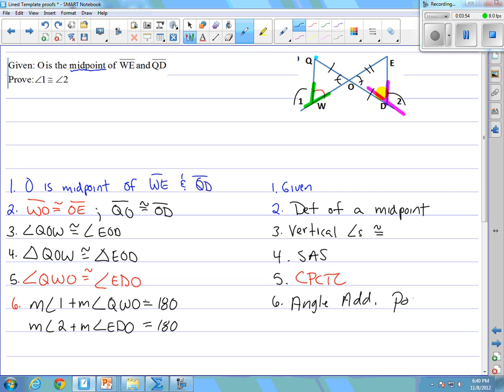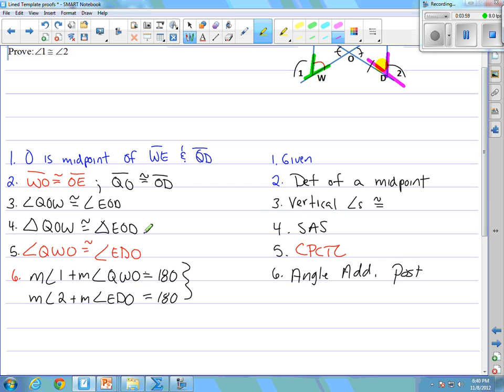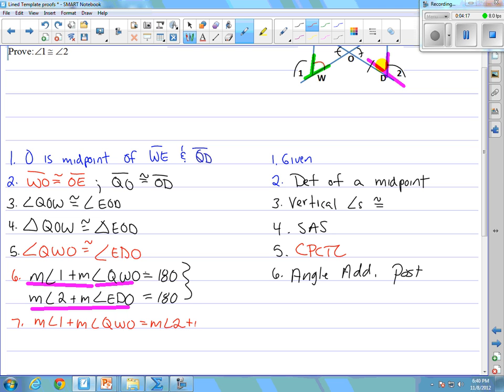Here we see a pattern that we've encountered before. Since they're both equal to 180, I want to take that part and that part and set them equal to one another. So step 7, measure of angle 1 plus measure of angle QWO is equal to measure of angle 2 plus measure of angle EDO. Again, that's substitution. Better yet, we'd call that the transitive property. I'll accept either one of those.